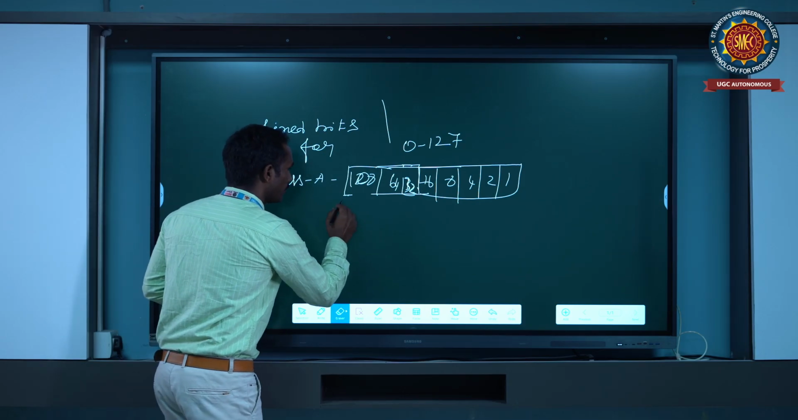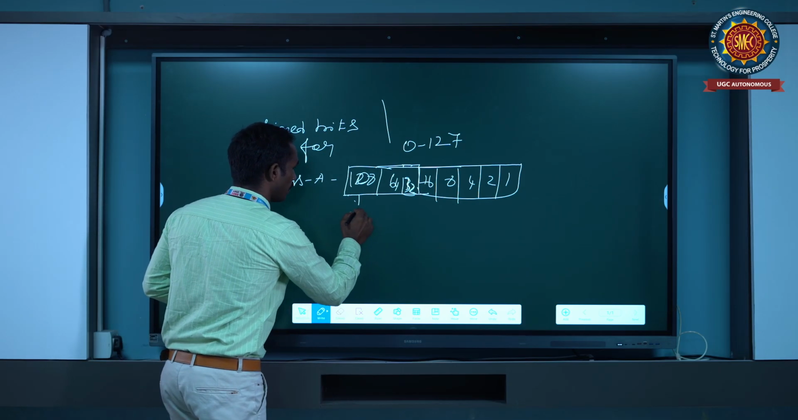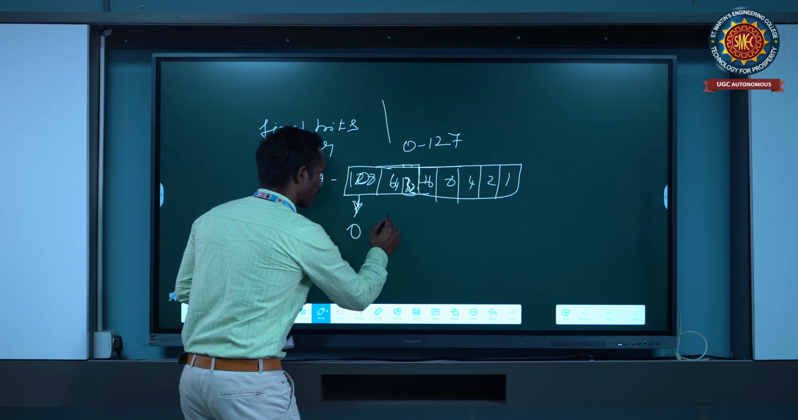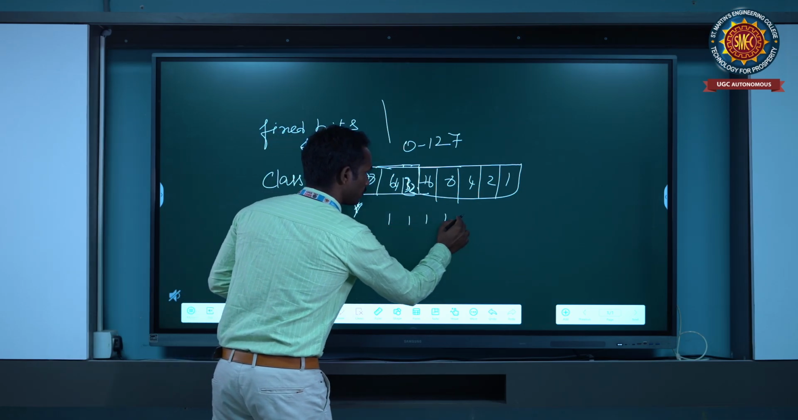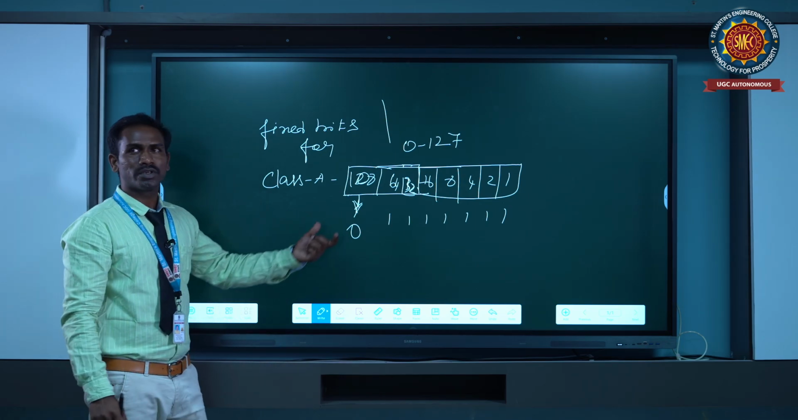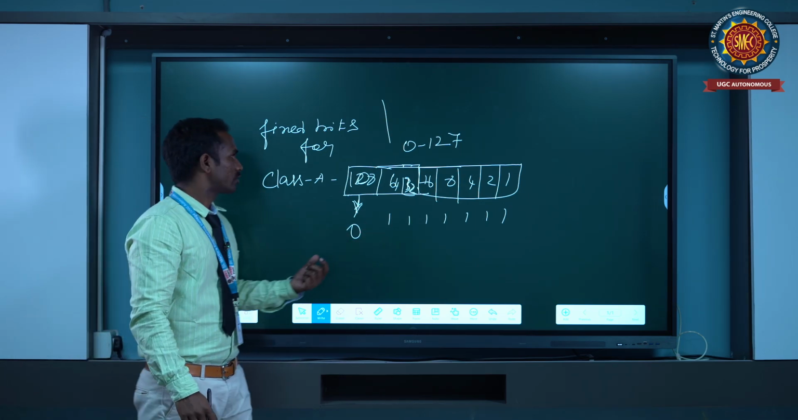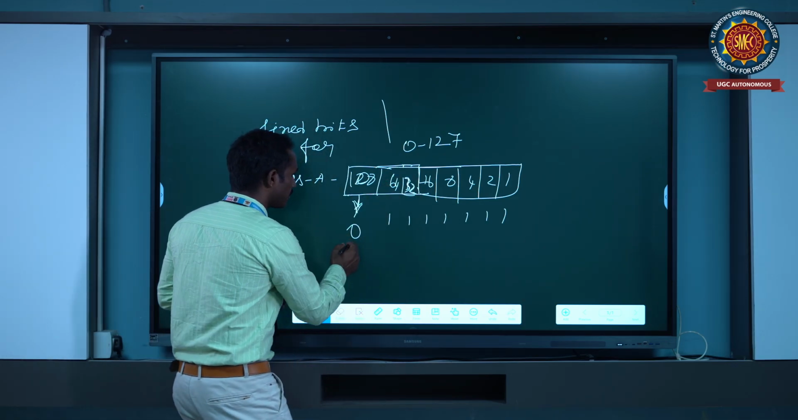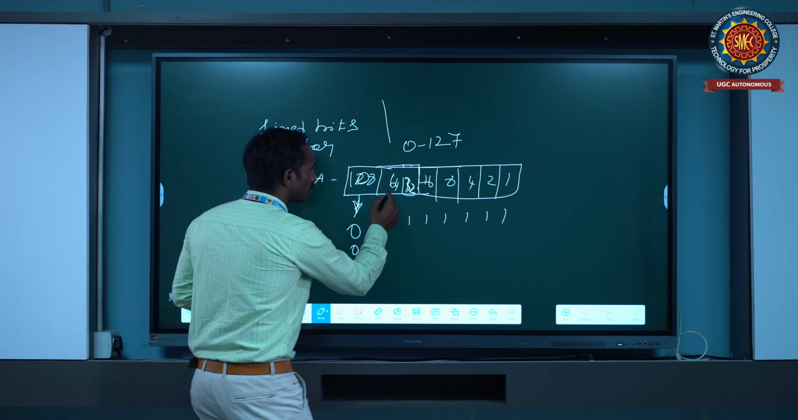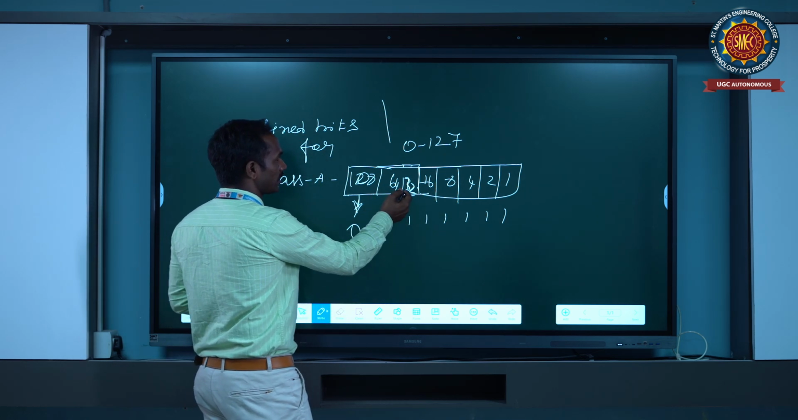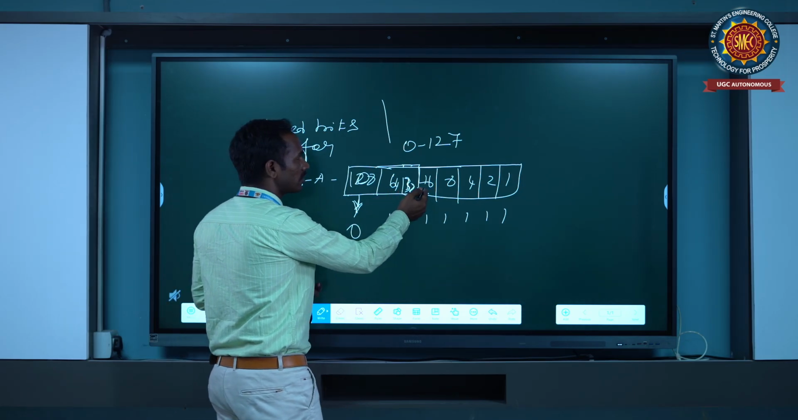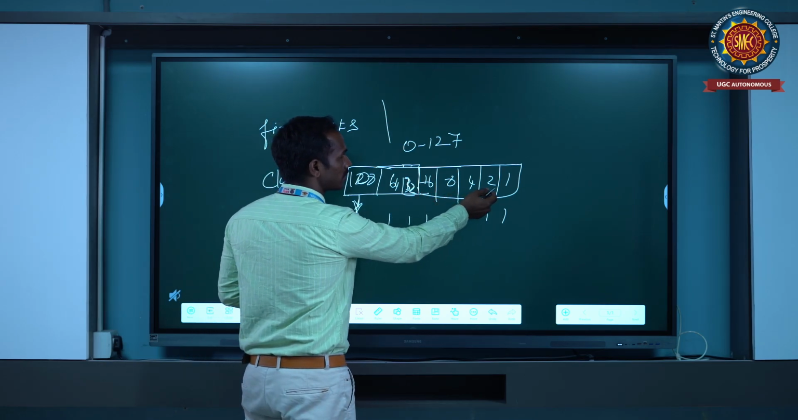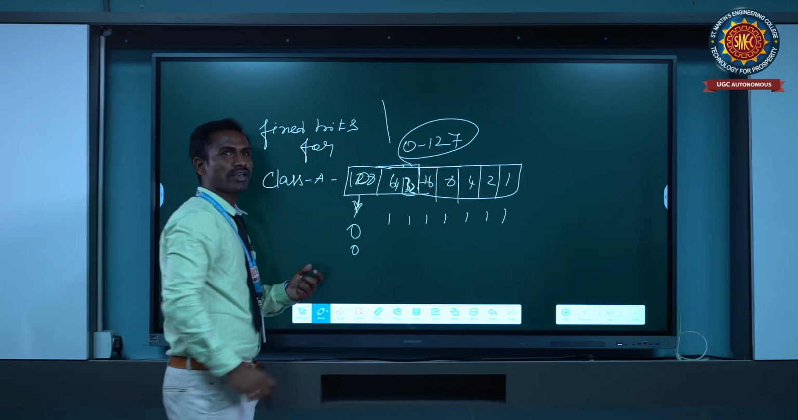So in the first octet we have to put the value 0. Remaining, put the binary value 1. So calculate this one. So this is 0 to 127. That is 0 and the remaining is 1. So add the values: 64 plus 32 is 96, then 112, 120, 124, 126, 127. That is the range of class A.